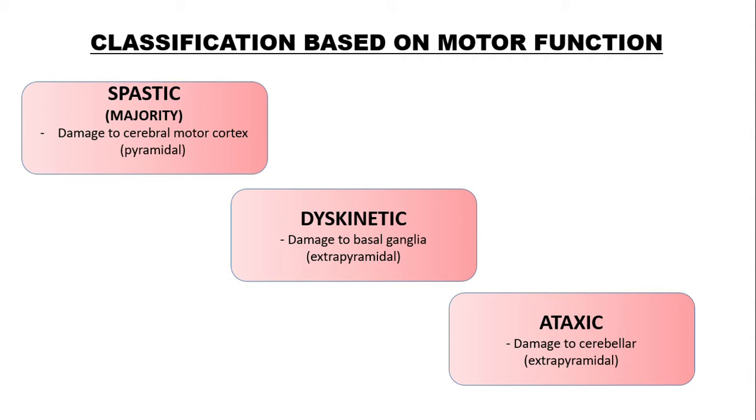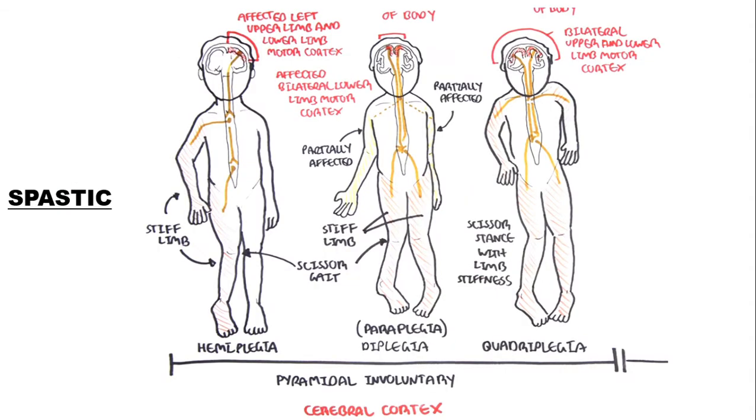Let's take a look at spastic CP first. The form of CP in the cerebral cortex depends on how much the area is affected. For example, here, the affected region is the left upper limb and lower limb motor cortex. Therefore, the child will have stiff limbs on the contralateral side, which is the right side of the body.